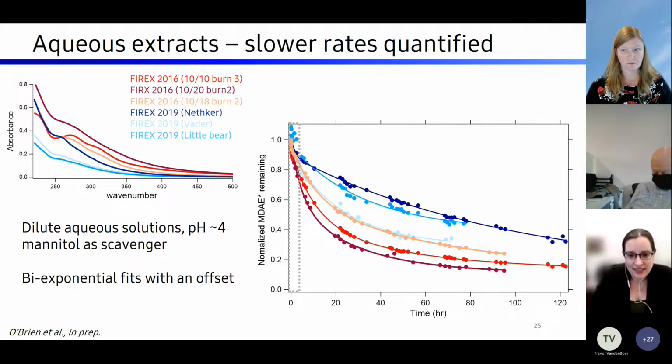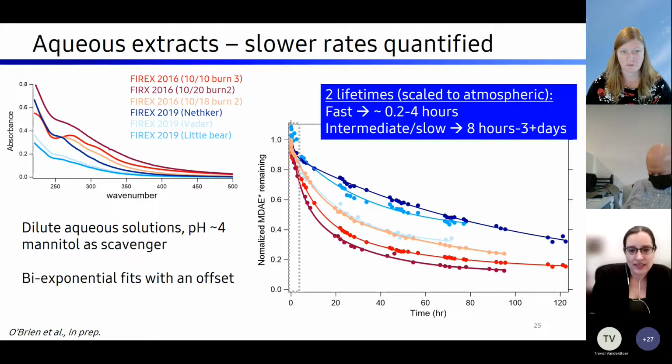When we look at the decay, you can see the data set over on the right. We are looking at these for extended periods of time in the laboratory. So these are very long experiments. When we look at these, we find that we need to use bi-exponential fits with an offset. And I'm kind of highlighting the region that we have for this bi-exponential.